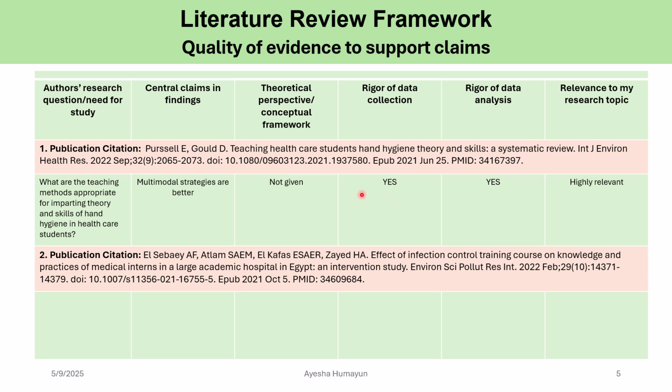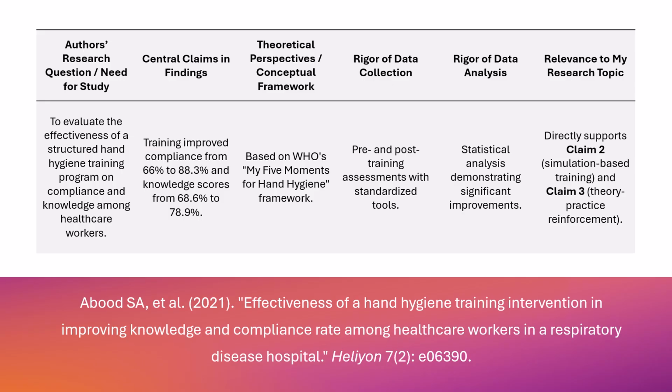And then I will check for the rigor of data collection. If there is a rigor, then I can write yes, or I can write the details as well, which I will be giving in subsequent examples. And rigor of data analysis, that is also very important, whether the analysis was sound and relevant or according to the need of the objectives or need of the paper. And then relevance to the research topic. If it's relevant to my research topic, I will write it highly relevant and I can specify why it is relevant. So let's dive into one example.